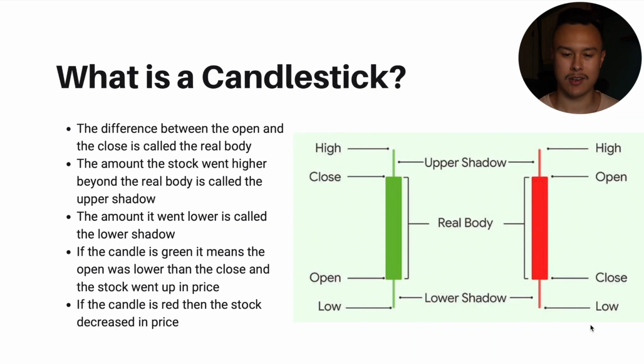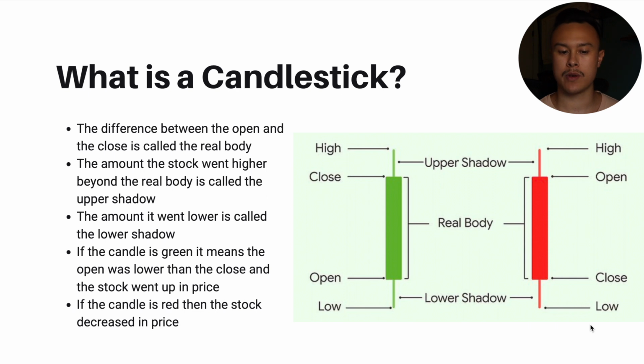All right, so what is a candlestick? Here in this picture on the right, we can see different candles. One is green, one is red. The green one represents an increase in price, the red represents a decrease in price. So the real body, or the main part of the candle, is the difference between the open and the close. The amount the stock went higher beyond the real body is called the upper shadow, and the amount it went lower than the real body is called the lower shadow.